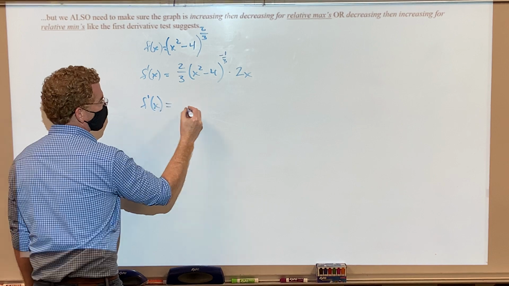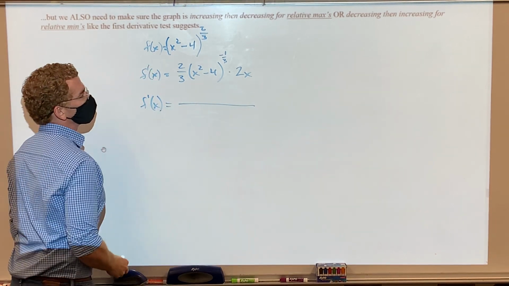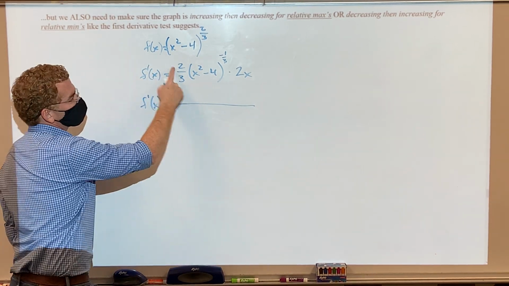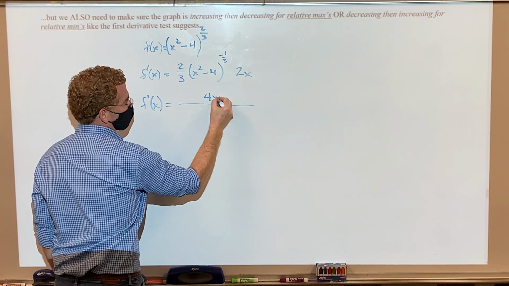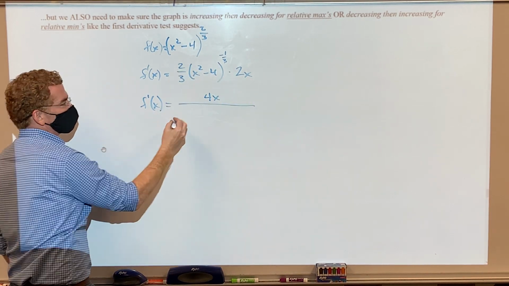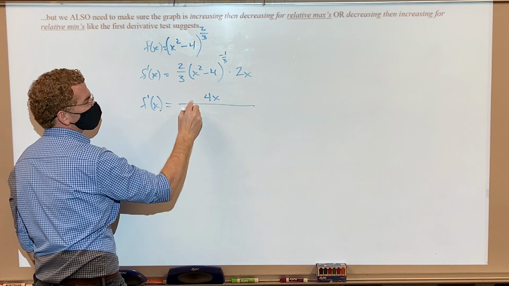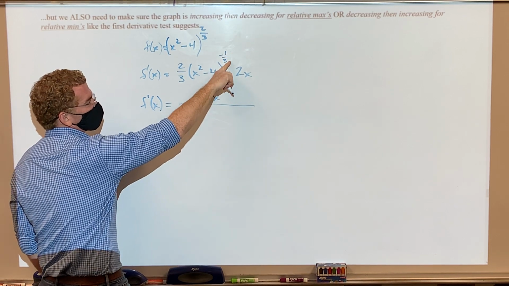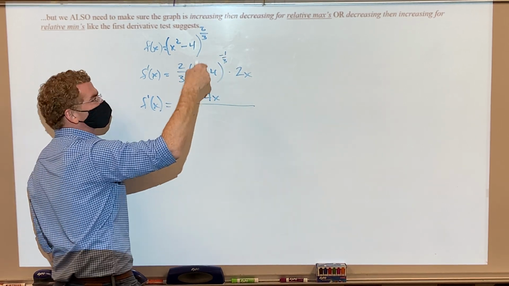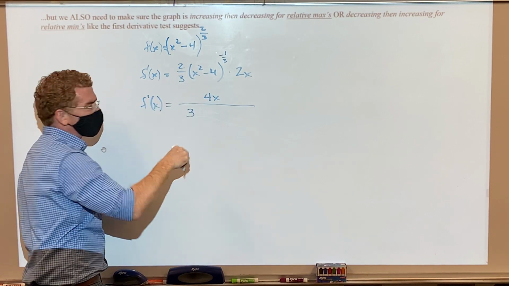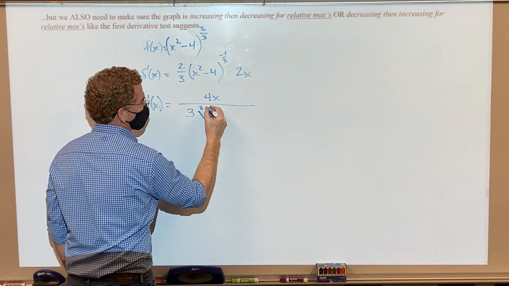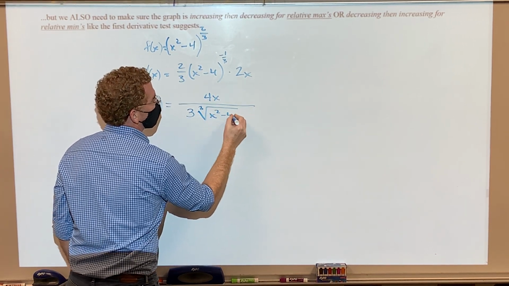So what stays in the numerator here? That 2 and that 2x. I'm going to leave 4x there. What ends up in the denominator? This 3, and then what does the 1/3 mean? Cube root. What does the negative mean? On the bottom. So I end up with the cube root of this on the bottom.